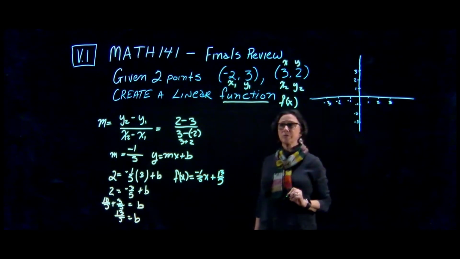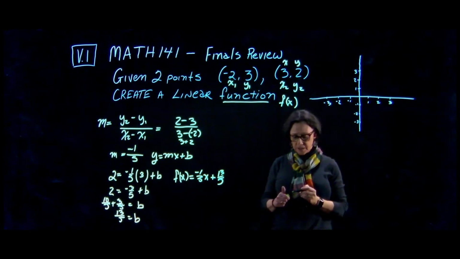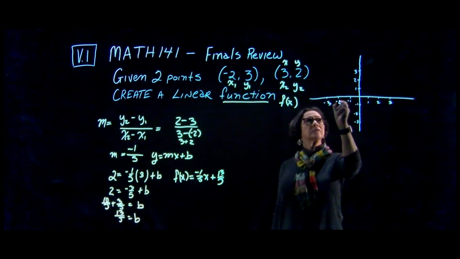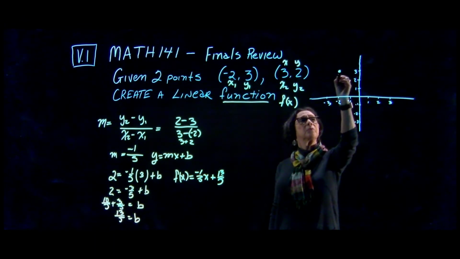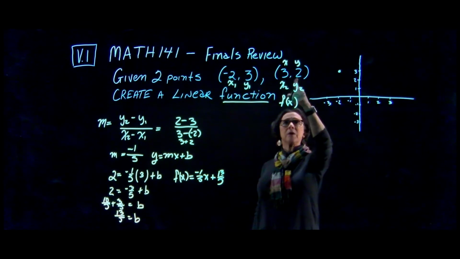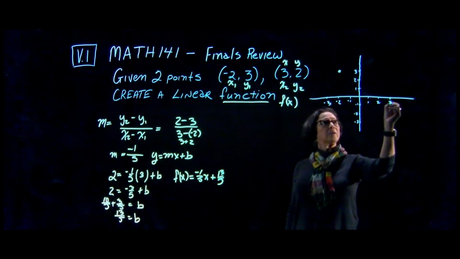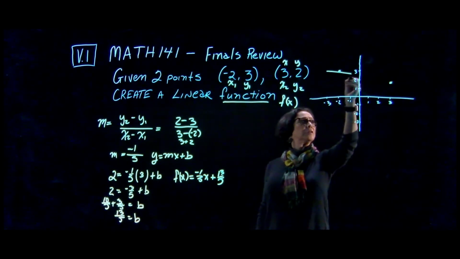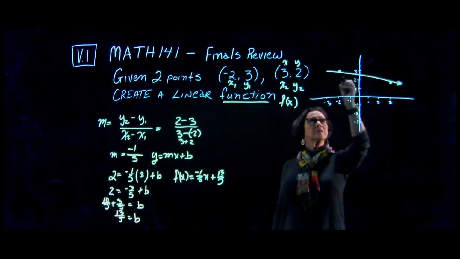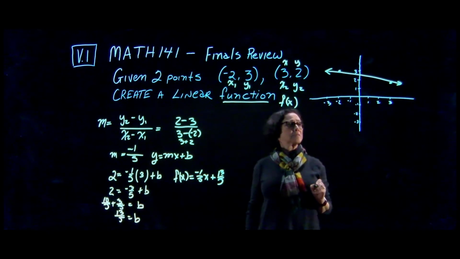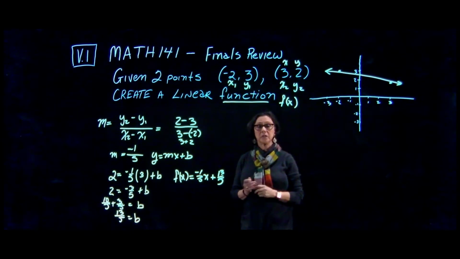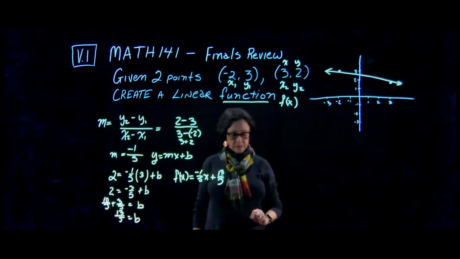Now if you're asked to graph this, you can take the points negative 2, 3, there's 1 point. The other point is positive 3, 2. And with a straight edge, you would connect these 2 points. So that would be the equation, finding a linear equation using 2 points.